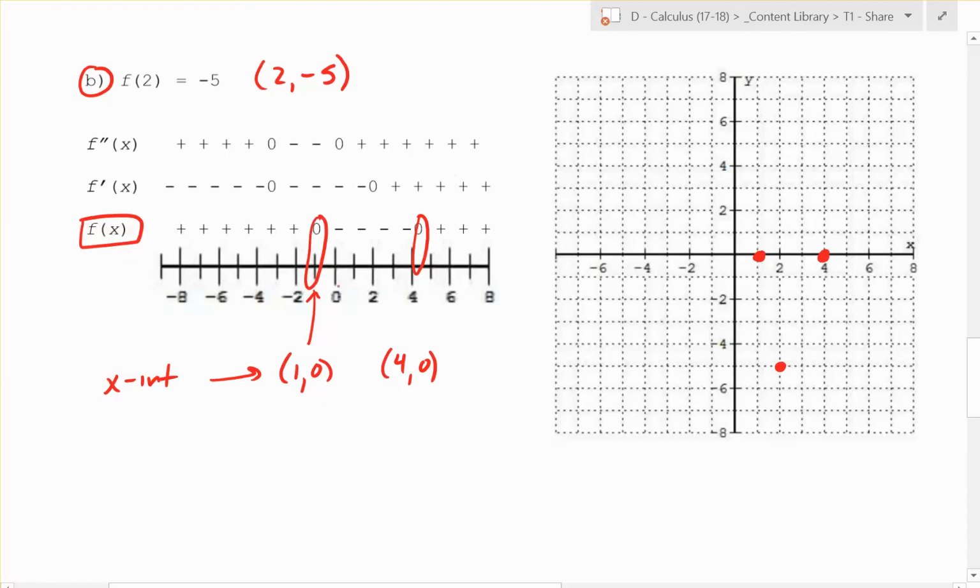And you'll notice that I misread this. It's not 1, it's -1. So it should be over right there. So -1 and 4. So we have 3 points. That's helpful. So we've used everything from here and here.